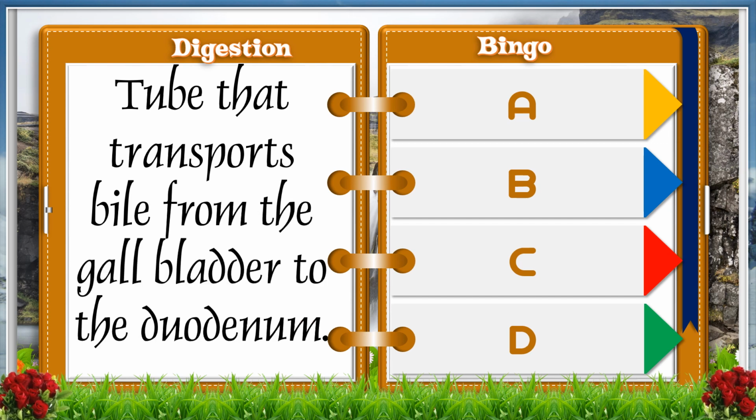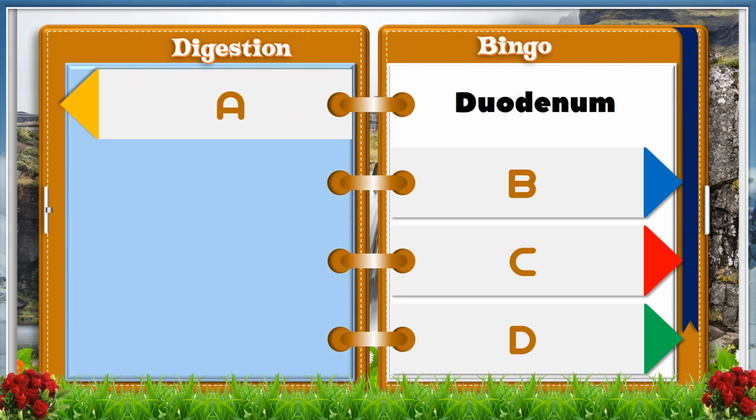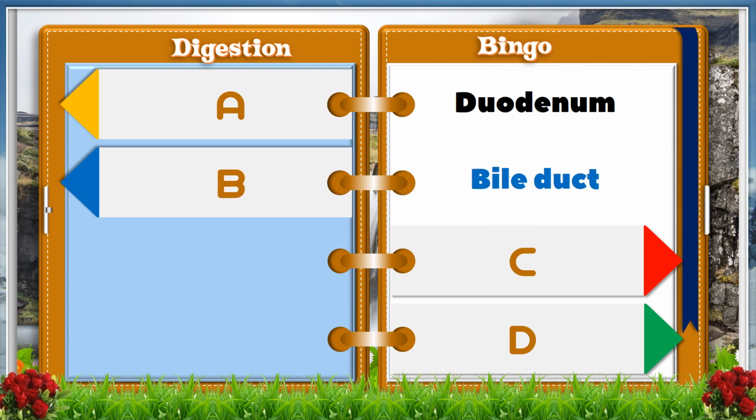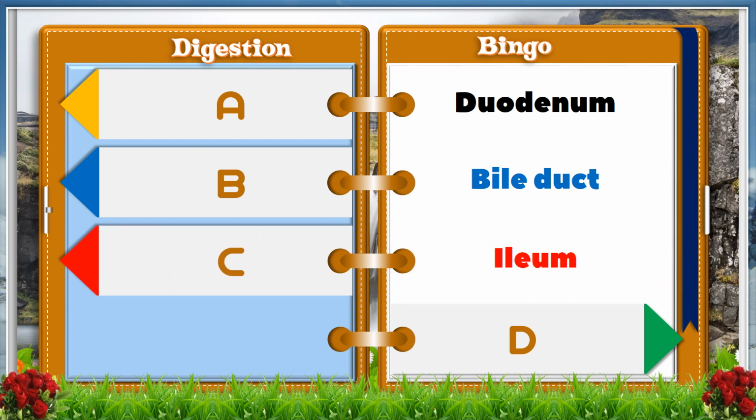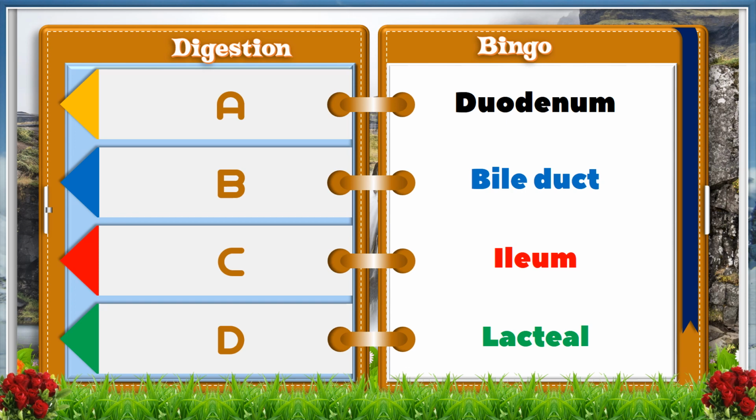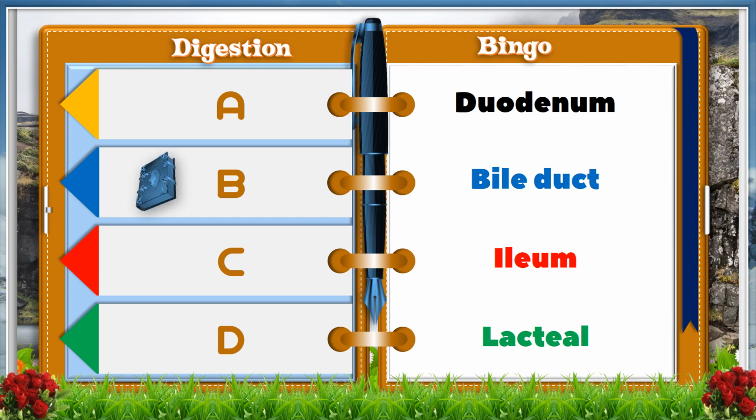Tube that transports bile from the gallbladder to the duodenum. A. Duodenum. B. Bile duct. C. Ileum. D. Lacteal. And the answer is B. Bile duct.